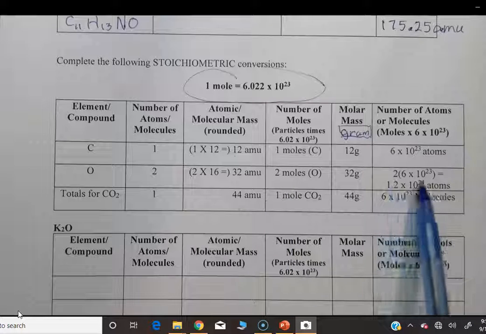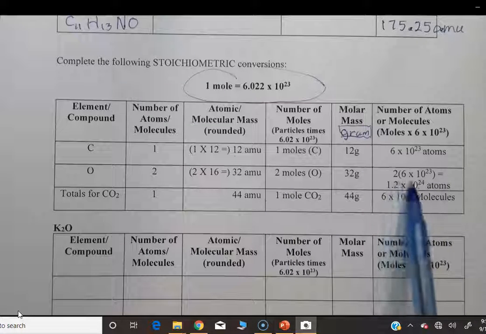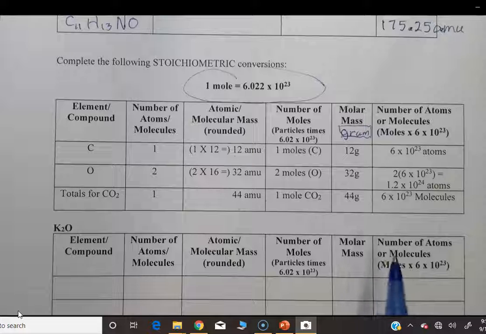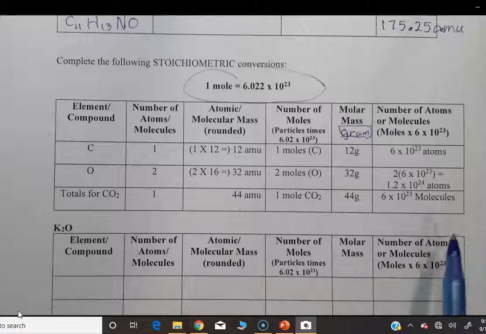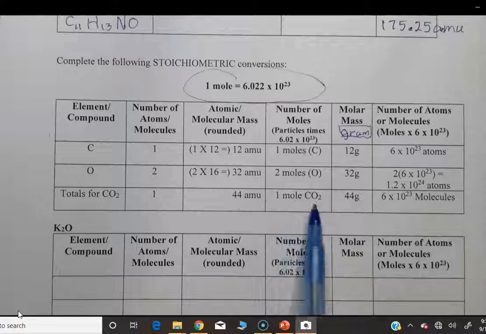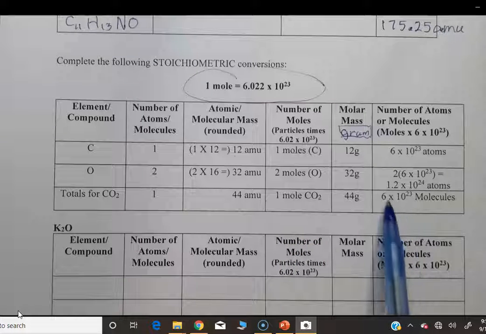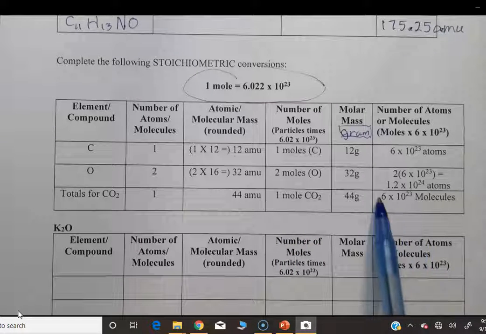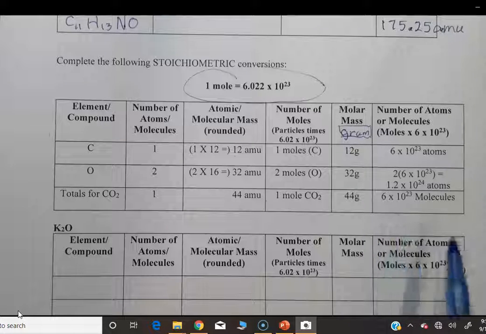So that you don't have to actually do the arithmetic down here, it's 2 times 6 times 10 to the 23rd. I just want you to get a concept of what we're talking about in terms of the actual number of atoms or molecules. And since we have 1 mole of carbon dioxide, that's going to be 1 times 6 times 10 to the 23rd, and that gives us that many molecules of carbon dioxide.